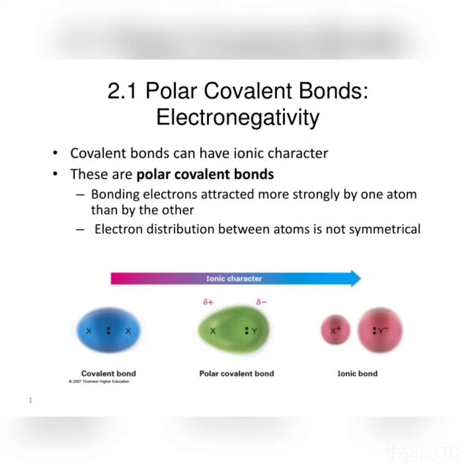Hydrogen has a delta positive charge, whereas chlorine gets a delta negative charge. So, although the electrons are shared between hydrogen and chlorine, chlorine has an extra pull, having a higher electronegativity. Chlorine has an extra pull towards these electrons, giving it a delta negative charge. So, such a bonding is called a polar bond.